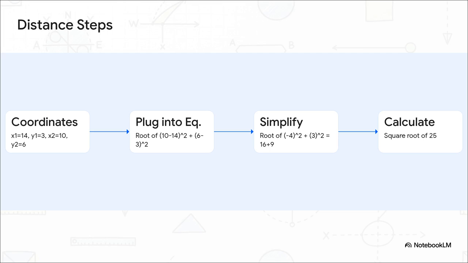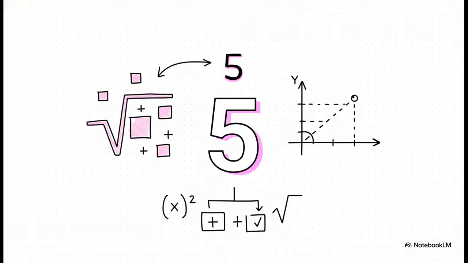First, identify your coordinates. x1 is 14, y1 is 3, x2 is 10, and y2 is 6. Now we plug these specific numbers directly into our formula. We get 10 minus 14, which is -4, square that to get 16. Then we take 6 minus 3, which is 3, square that to get 9. 16 plus 9 gives us 25, and finally we just take the square root of 25. And just like that, all that complex math simplifies down to a perfect 5 units of distance.